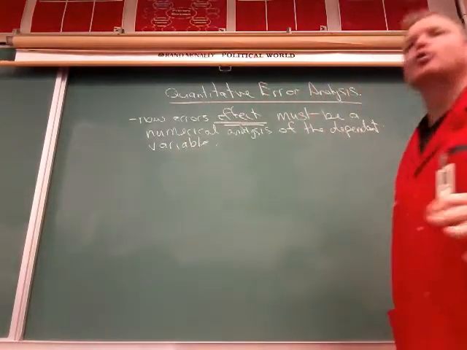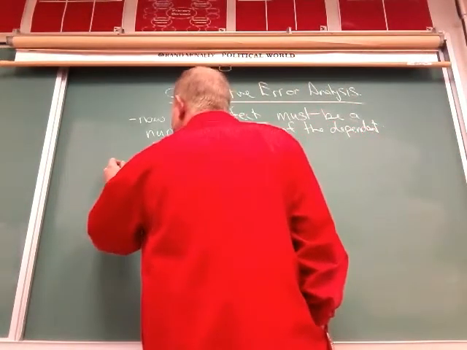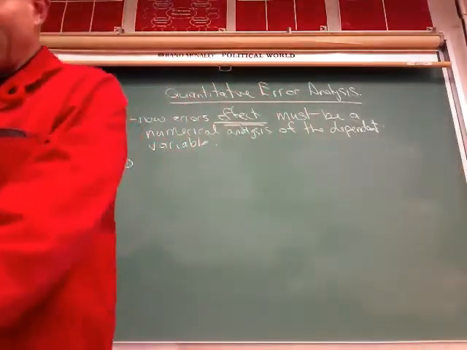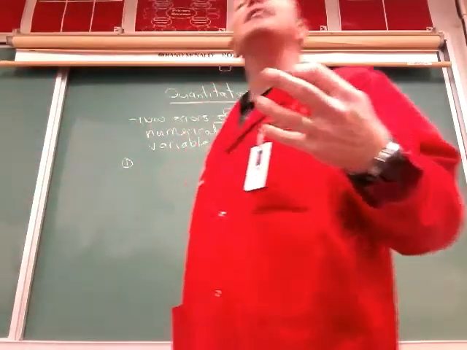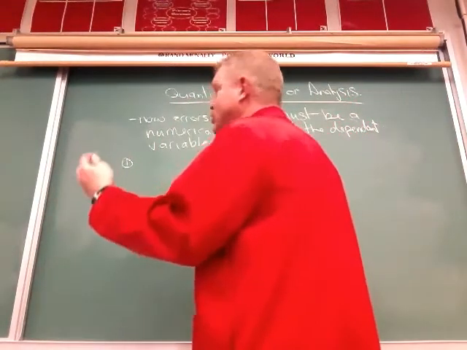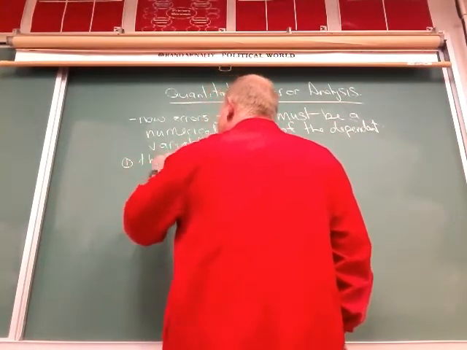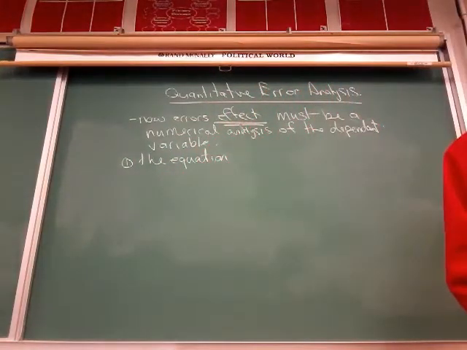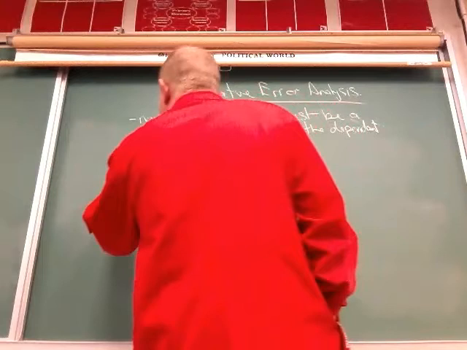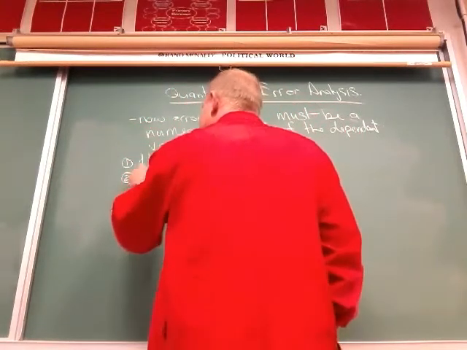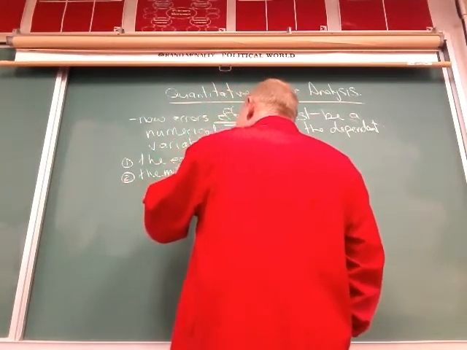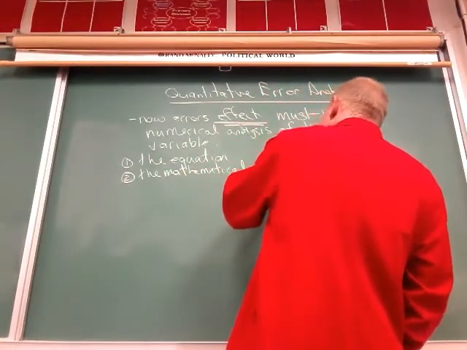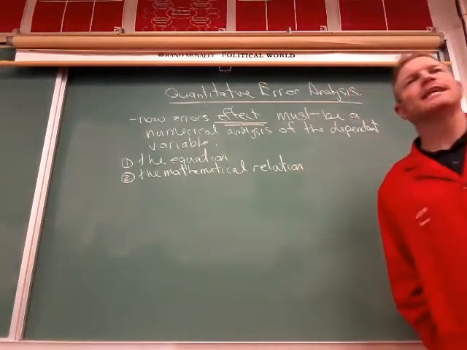All right? Now, how do we do this? We do this using two methods. All right? Number one, we have to use the equation that we're using in the calculation. So use the equation. All right? So we need to know what the equation is. And number two, we need to analyze the mathematical relation. All right? The mathematical relation.